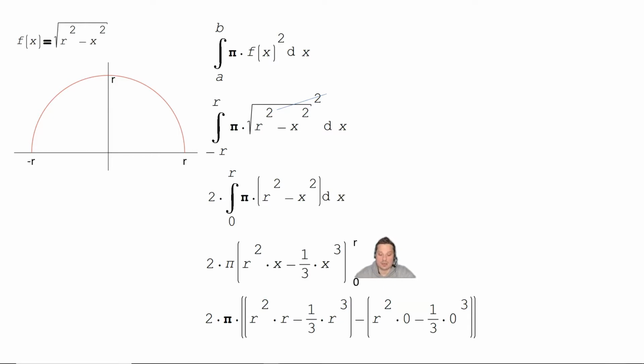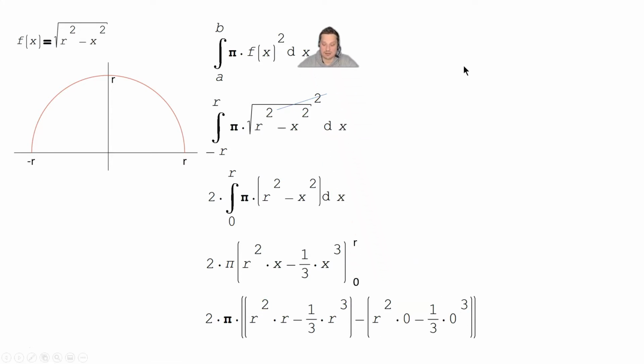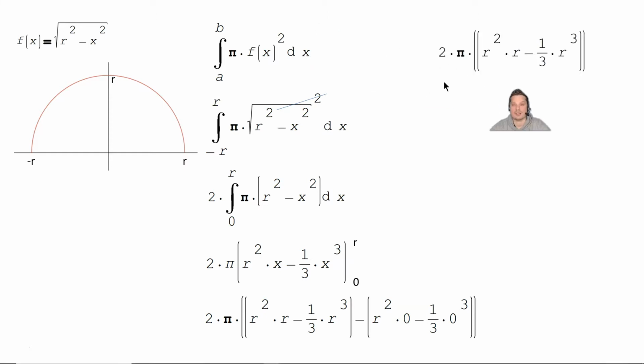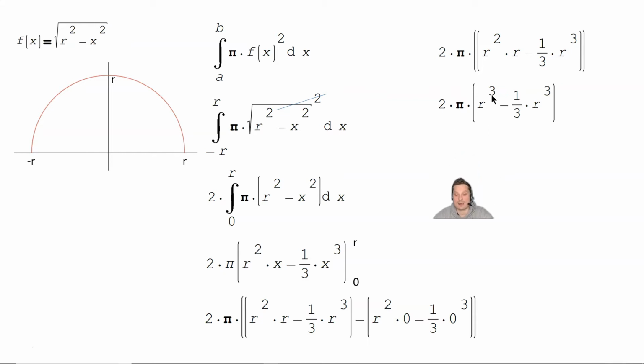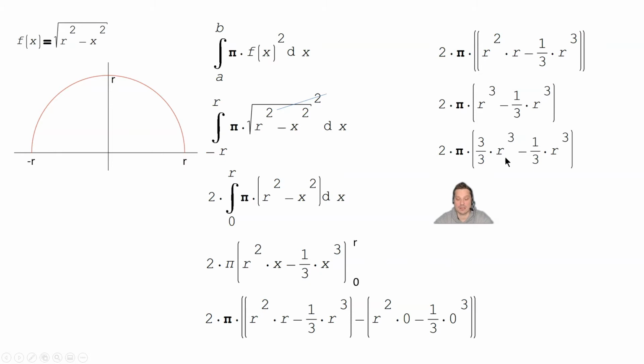Let's continue. All of these terms that have 0 will vanish, which means across the top now, it's going to look like this. It's going to be 2 pi and then r squared times r minus 1/3 r cubed. Then you can multiply, well, r squared times r over here, that's going to give us r cubed. The negative 1/3 r cubed stays for now. The 2 pi as a constant stays for now. Now r cubed minus 1/3 r cubed, we have to work that value out. That's going to look like the following.